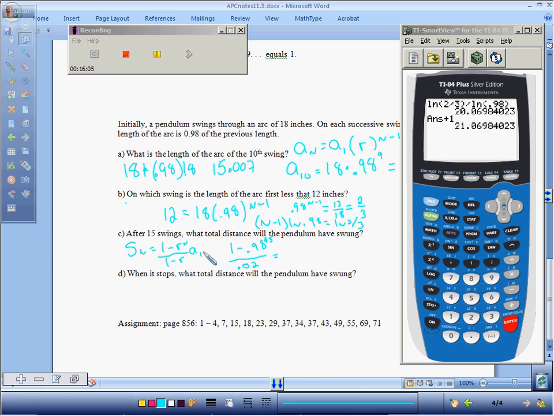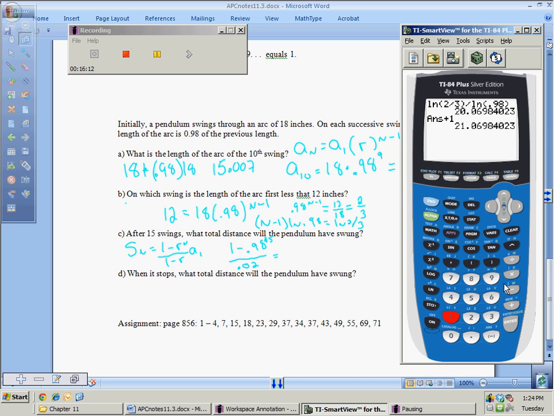So after 15 swings, let's see if I can do that over here. 1 minus 0.98 raised to the 15th, divided by 0.02, and I get 13.07 after 15 swings. That doesn't make sense, does it? How could it only have swung that far after 15 swings?